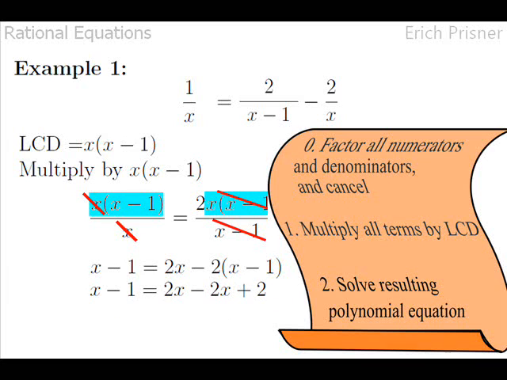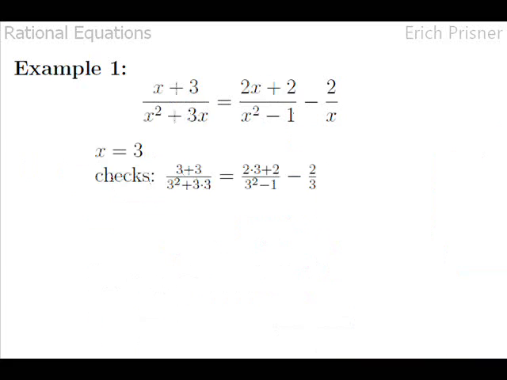In our example, we distribute and get x minus 1 equals 2x minus 2x plus 2, or simplified, x minus 1 equals 2. Then we add 1 on both sides and get x equals 3. This is the solution of example 1. We plug x equals 3 in and it checks, as you can see here.